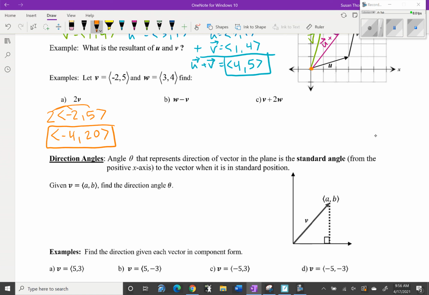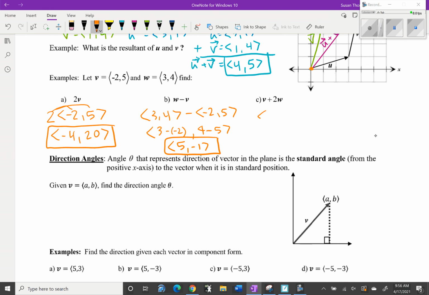Then vector w minus v. When you are subtracting, order, of course, does matter. So in this case, we have 3, 4 minus -2, 5. So w minus v means we have to do 3 minus -2, 4 minus 5. So that gives us 5, -1. So that would be my answer for vector w minus v.